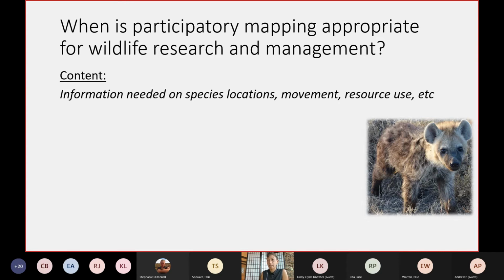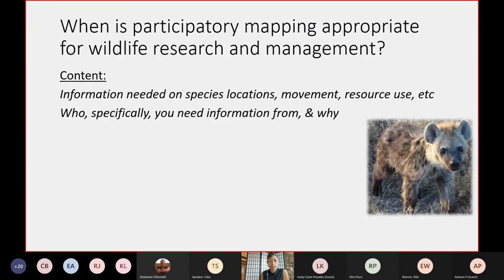So thinking about whether that information you need is something that the community can provide and will actually help the community themselves and benefit the community to provide, because this is research with people, not on people, right? You should also be thinking specifically about who you need the information from and why. So are you needing people who are hunters? Are you needing people who are farmers? Are you needing community leaders? Are you needing women? What are the reasons that you need folks to participate?